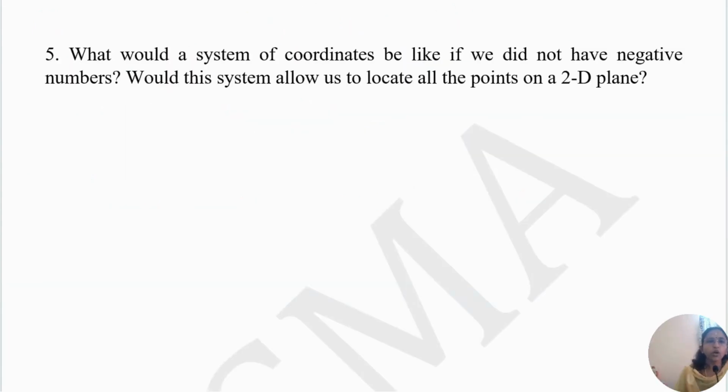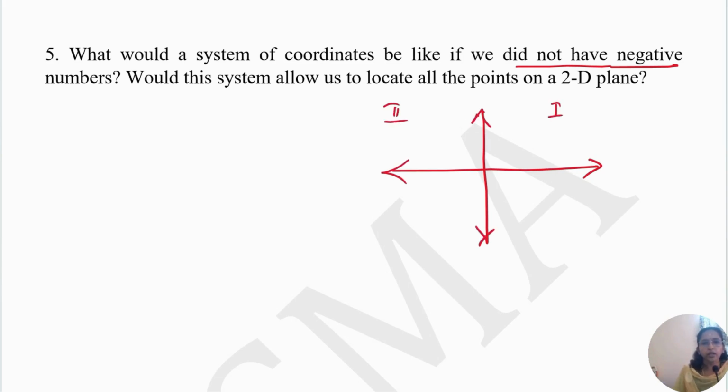Coming to the next question, what would a system of coordinates be like if it did not have negative values, negative numbers? Would the system allow us to locate all the points on the 2D plane? So this is our 2D plane, and these are the first, second, third and fourth quadrants. In the first quadrant, both x and y are positive. Here x is negative, y is positive. Here both are negative. Here x is positive, y is negative.